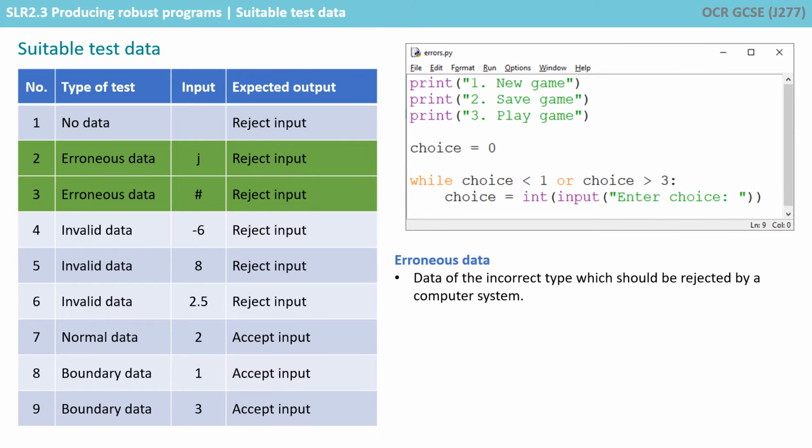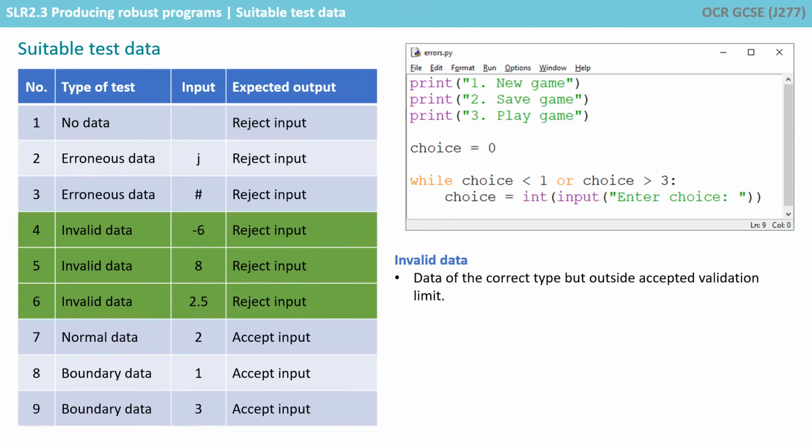So obviously in this example program on the screen, we're saying choice equals int input enter choice. So we're expecting them to type in an integer. Therefore, erroneous data would be any data that isn't of the data type integer. So both J and the hash symbol are characters. They should be rejected. They're considered erroneous data.